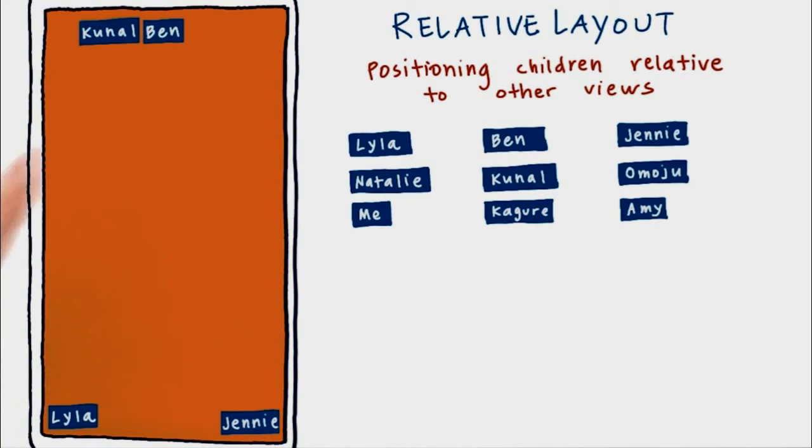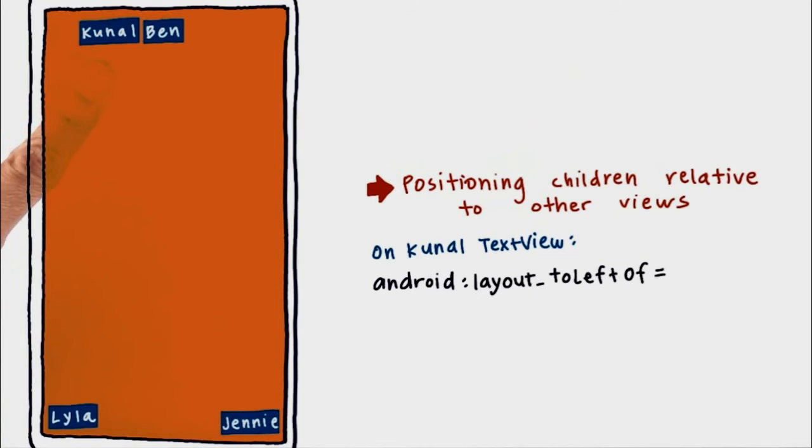So let's add another person. We have Kunal here, who's located to the left of Ben. But how do we express that in XML? Well, there's no specific attribute that says that a view should be to the left of a view named Ben. All the Android attribute names are general, so that it works for any use case that you would want. We want to position Kunal to the left of Ben, but we don't know of any existing attribute names that can do that. Luckily though, RelativeLayout has an attribute that says android:layout_toLeftOf.